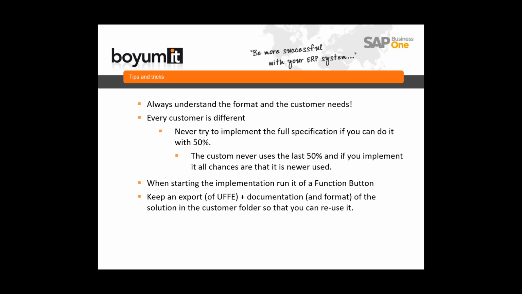I always start out by implementing it on a function button like you saw here, so that I can test it and play around with it really easy from a function button, and then afterwards I go in and create the batch configuration and the schedule and everything. I would also suggest to keep an export of the UFA plus the documentation, so that you can reuse it at other customers that might need the same.